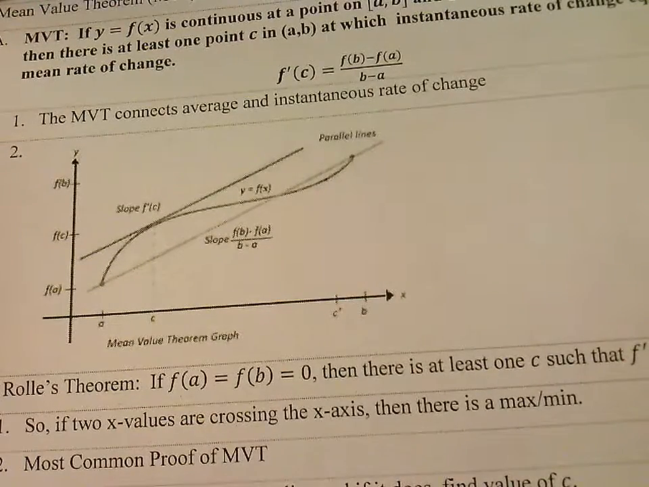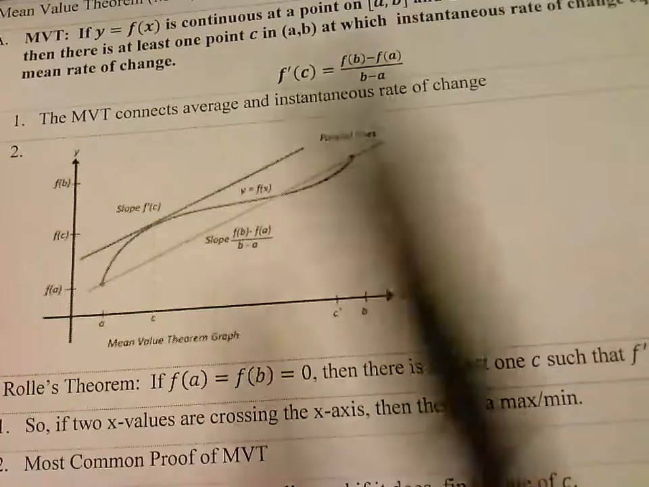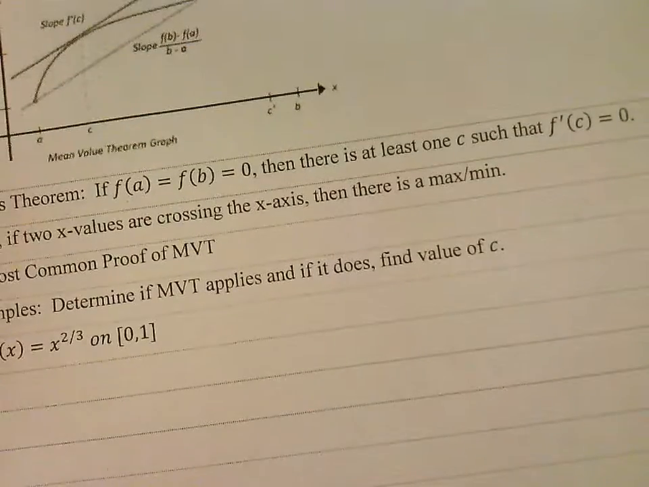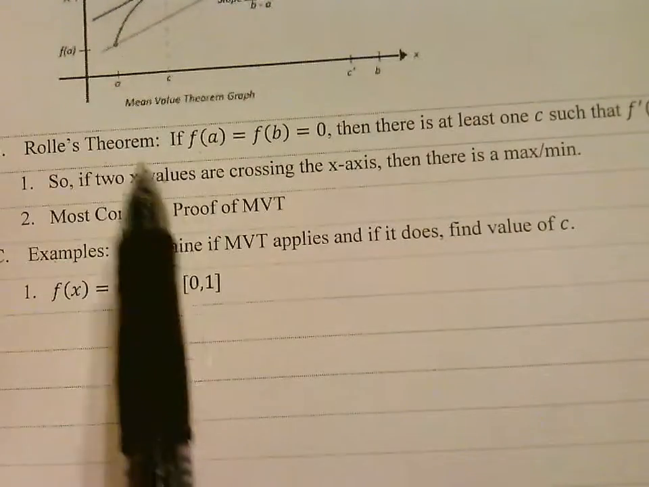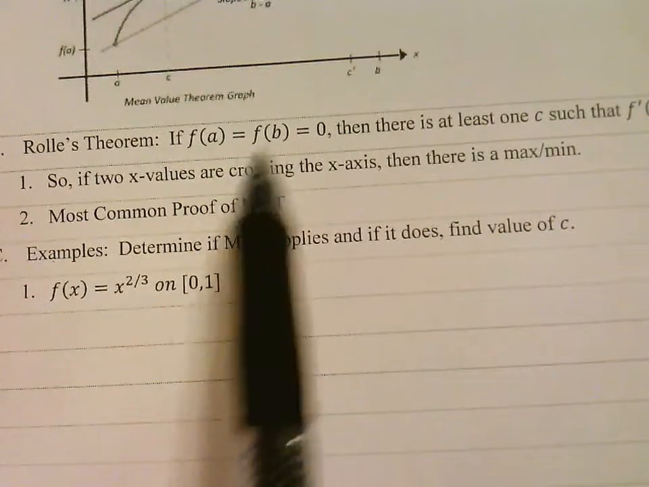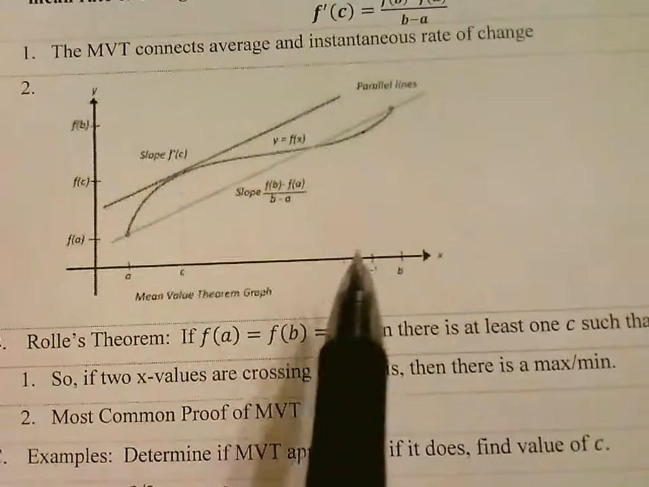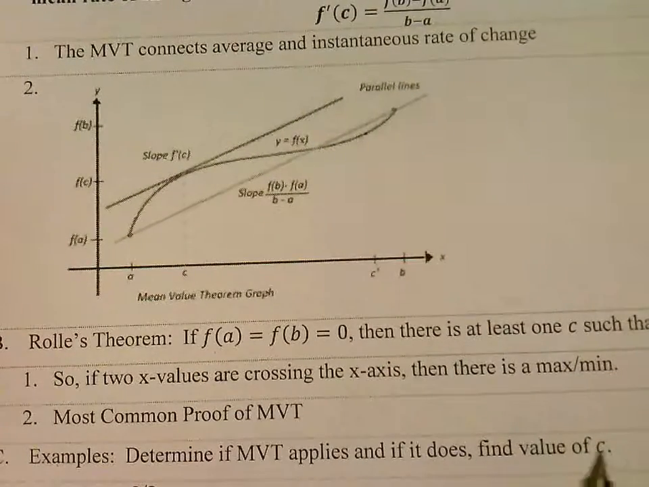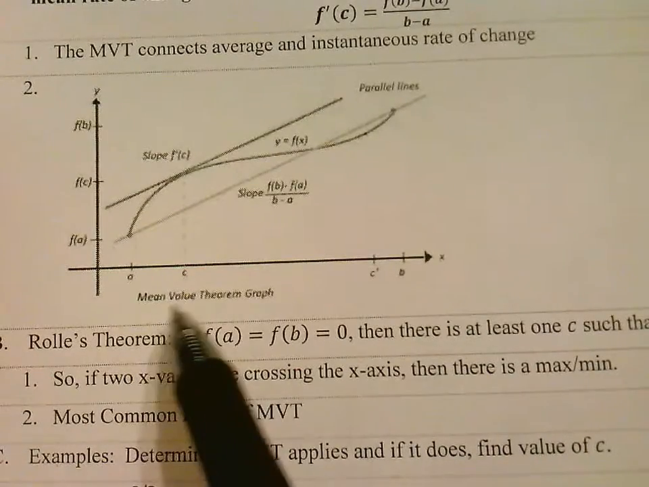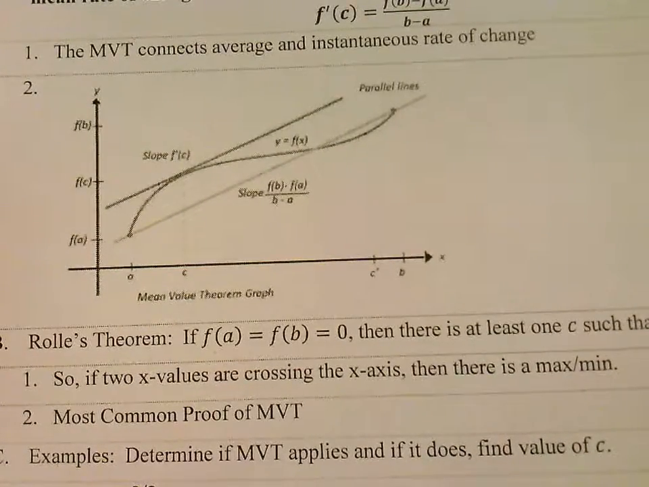This is kind of a funny story. Rolle's theorem. I forget his first name, but he actually did not like calculus, and he was trying to disprove this calculus theorem, except for the fact that he actually proved it. So he made the most common proof of the mean value theorem.